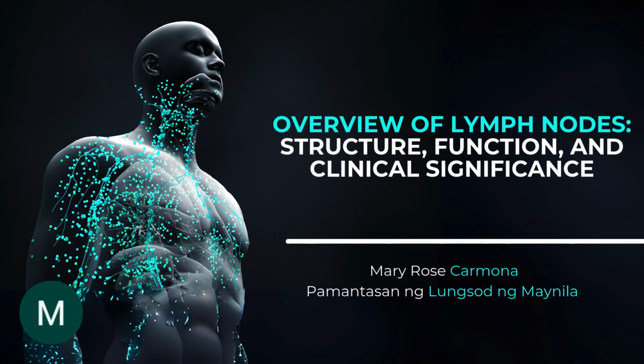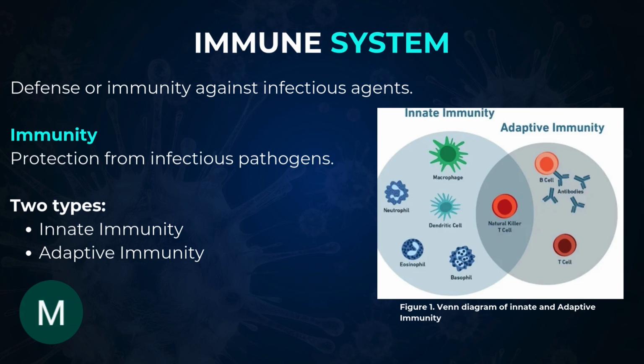We will be discussing an overview of lymph nodes: structure, function, and clinical significance. So first, the immune system provides defense or immunity against infectious agents that range from viruses to cellular parasites. Histologically, this system consists of a diverse population of leukocytes within the tissues of the body and lymphoid organs, interconnected only by the blood and lymphatic circulation. However, it is also capable of causing injury and diseases.